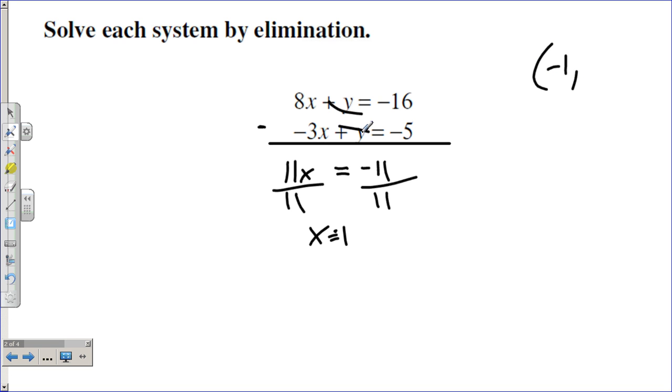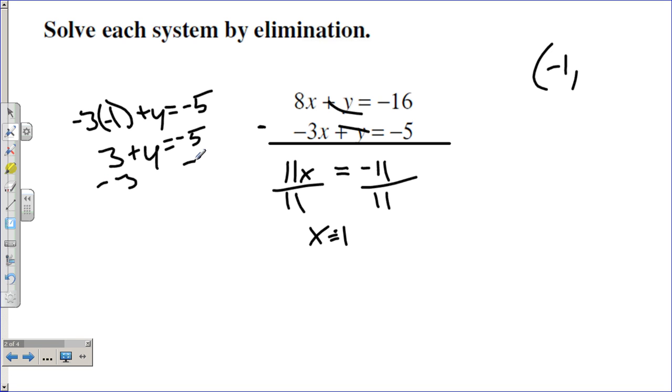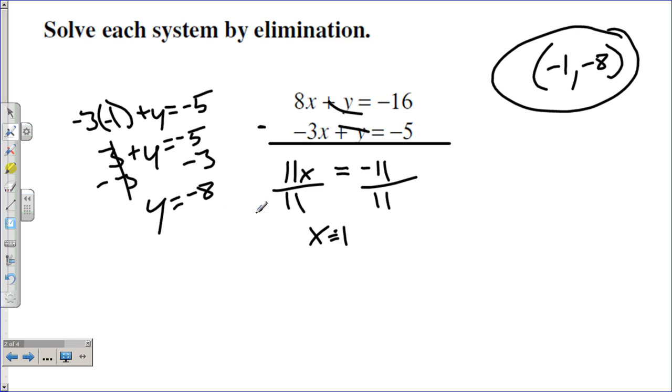Now I'm going to go back and plug it in for this one. That one looks probably the easiest. So I have negative 3 times negative 1 plus y equals negative 5. Negative 3 times negative 1 is positive 3, plus y equals negative 5. I subtract 3. Those cancel, and y equals negative 8. So my y value would be negative 8. That would be the solution for this system.